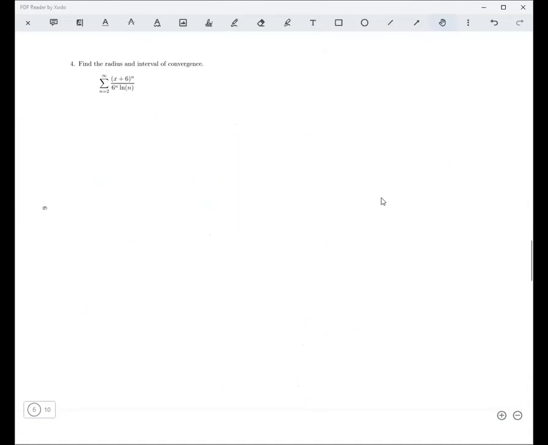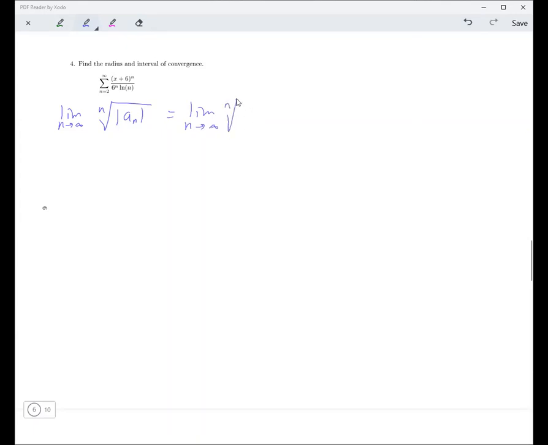Okay, let's go to this one right here. And again, we can use the root test. So here we have the limit as n goes to infinity of the nth root of the absolute value of a sub n. No, a sub n, what am I doing? I'm putting this plus 1 there. Okay. So we have x plus 6 to the nth over 6 to the n log of n in absolute value.